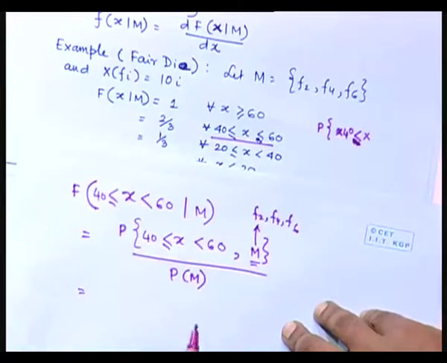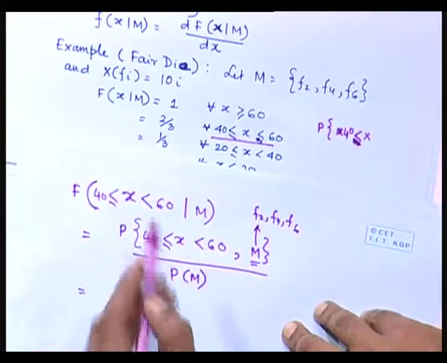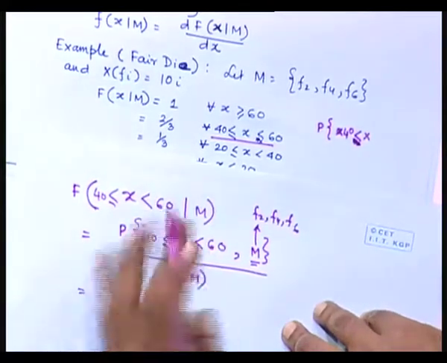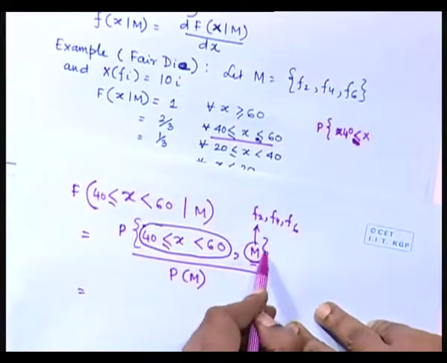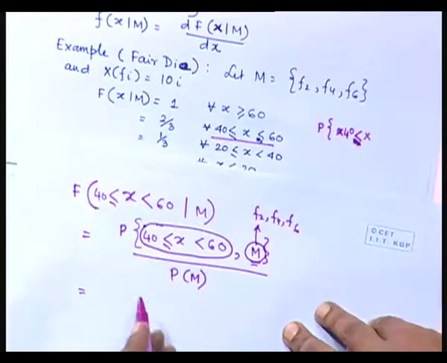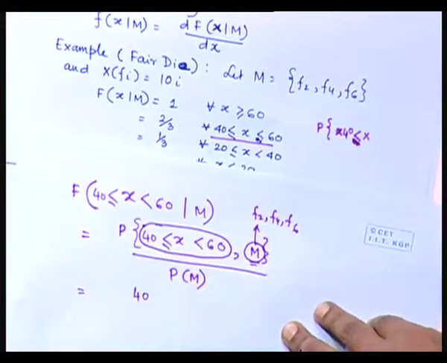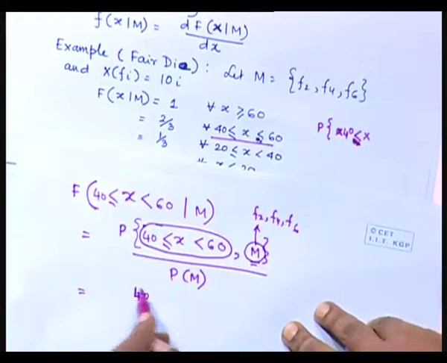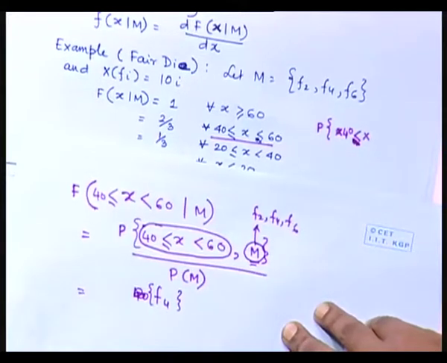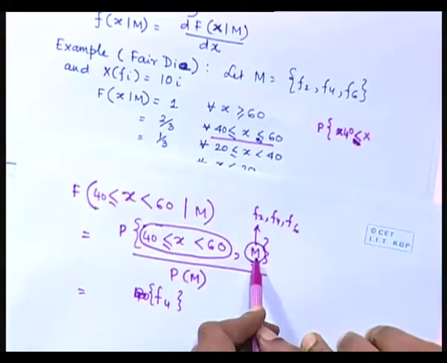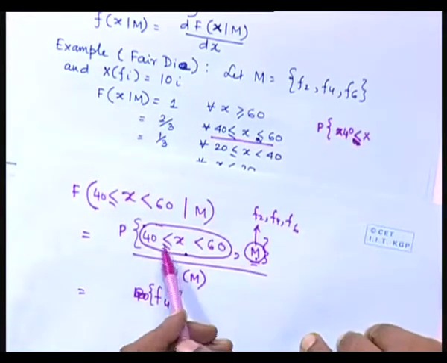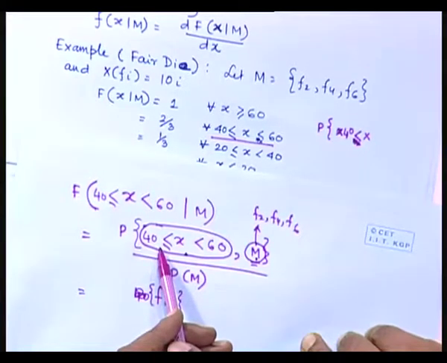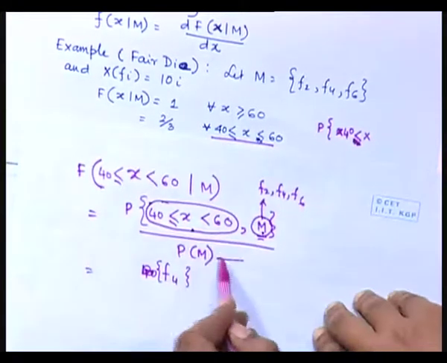It is only 4, correct. X is less than 60. What is the set of event? Probability will evolve later. So this and this, what is the set of event? The set of events is naturally 40. That is basically f4, should not say 40. The set of event is f4 only, because this contains f2, f4, f6. This also contains only f4, okay.